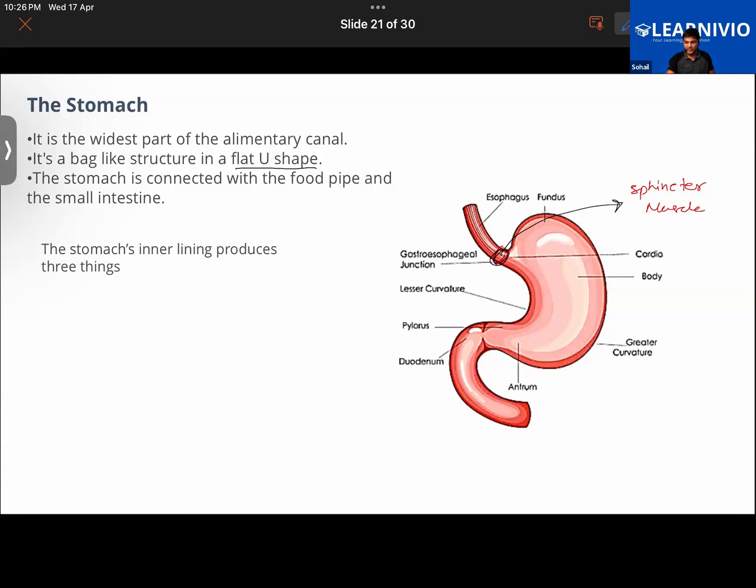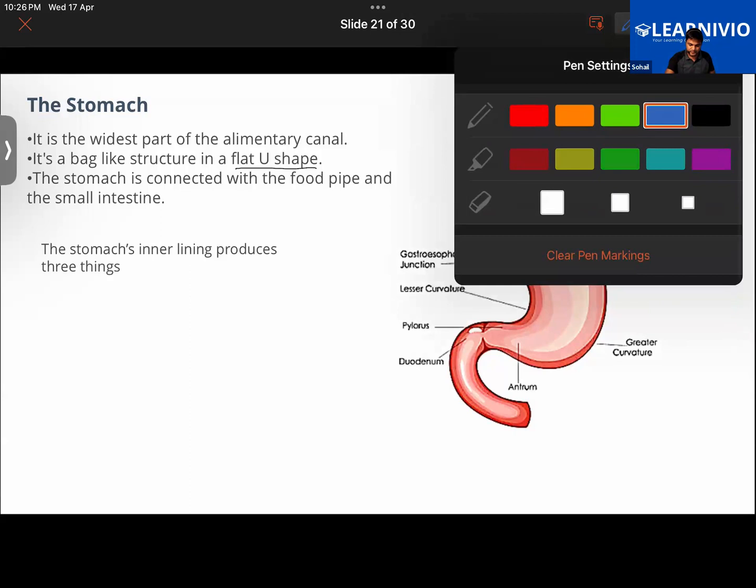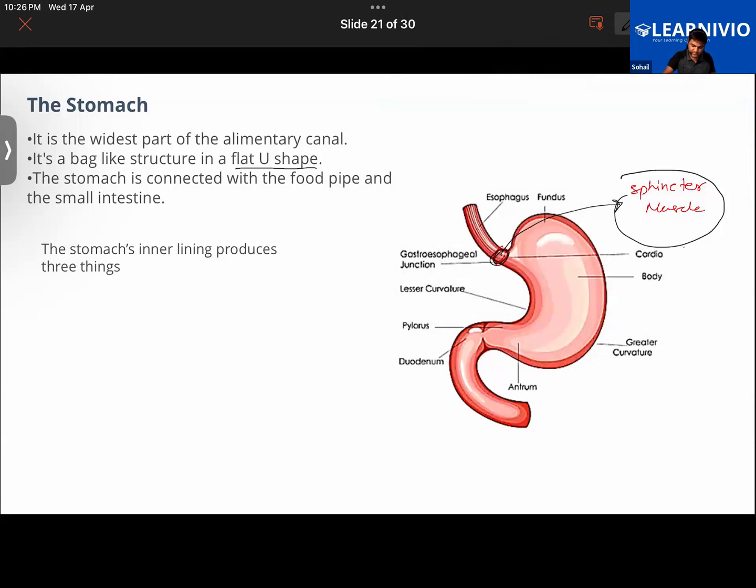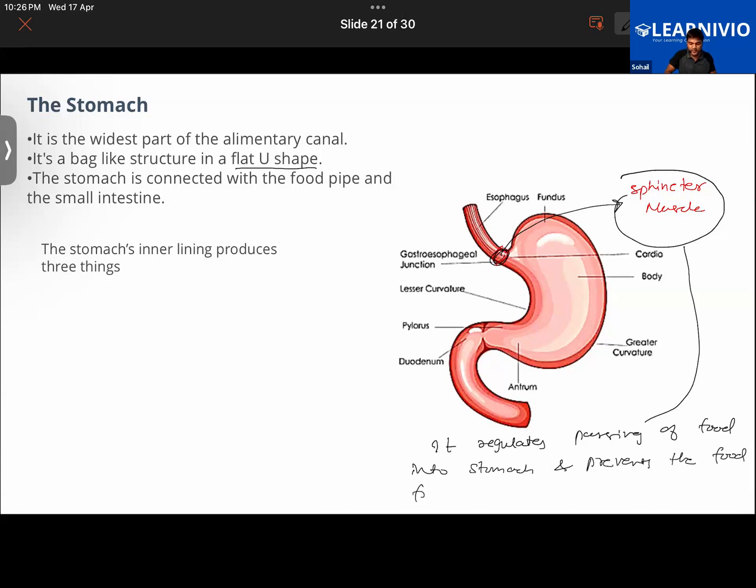Let me write it over here if you guys are not getting it. The sphincter muscle regulates the passing of food into the stomach and prevents the food from re-entering into the food pipe.